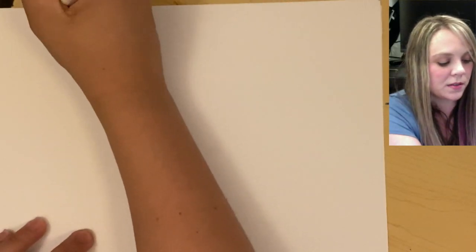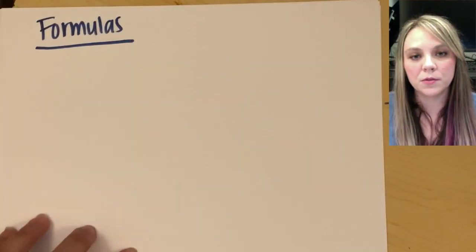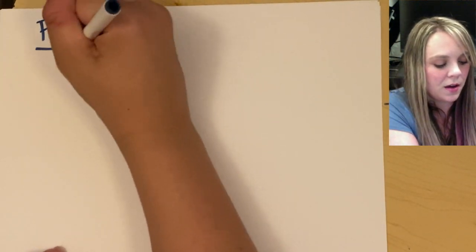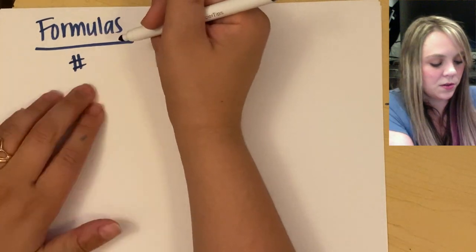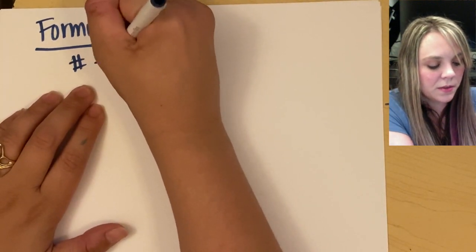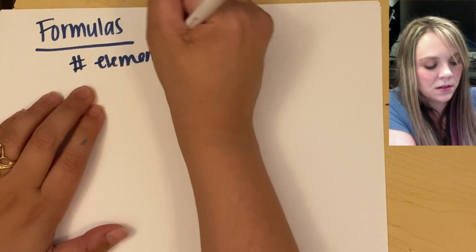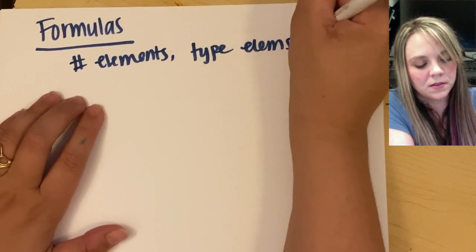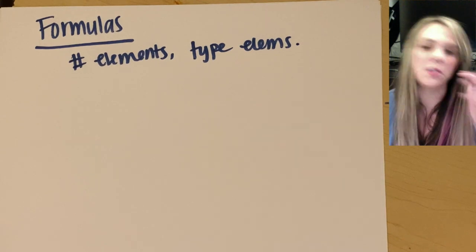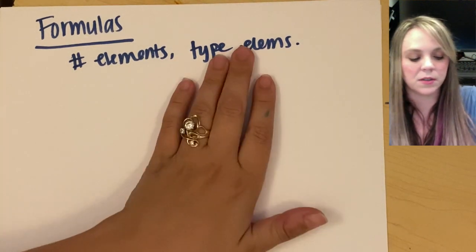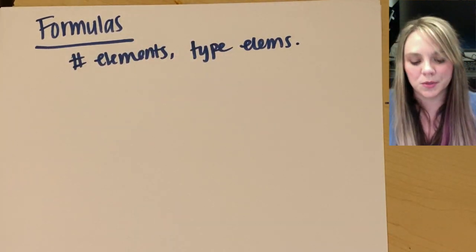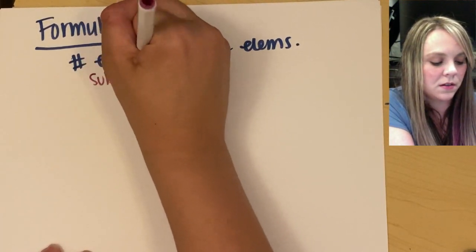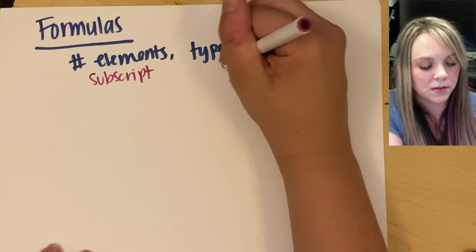Okay, chemical formulas. Chemical formulas are just a way to show you the number of atoms, the number of elements, and the type of elements in a compound. So it's just a notation. The symbol is going to tell you the type, and then the subscript is going to tell you the number of elements. And you intuitively know this, okay? And this will be the symbol.